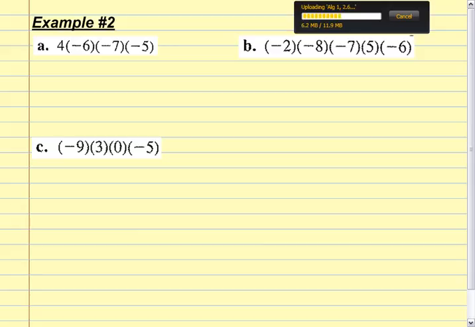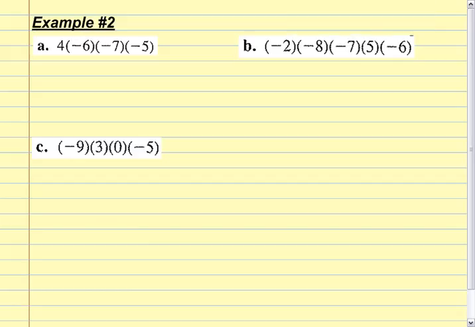All right, folks. Example number 2. Again, we're reviewing a lot of stuff right now. We're getting our feet back under us, getting the wheels turning, okay? Just going through these rules of multiplication. Looking at A, it says 4 times -6 times -7 times -5, all right?